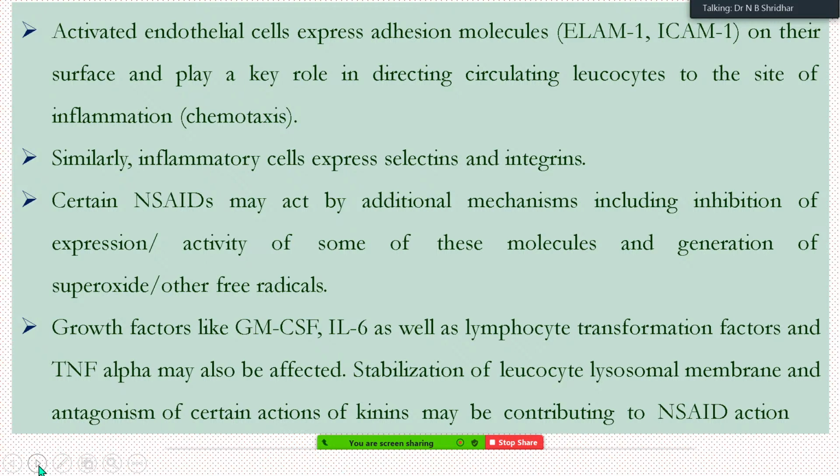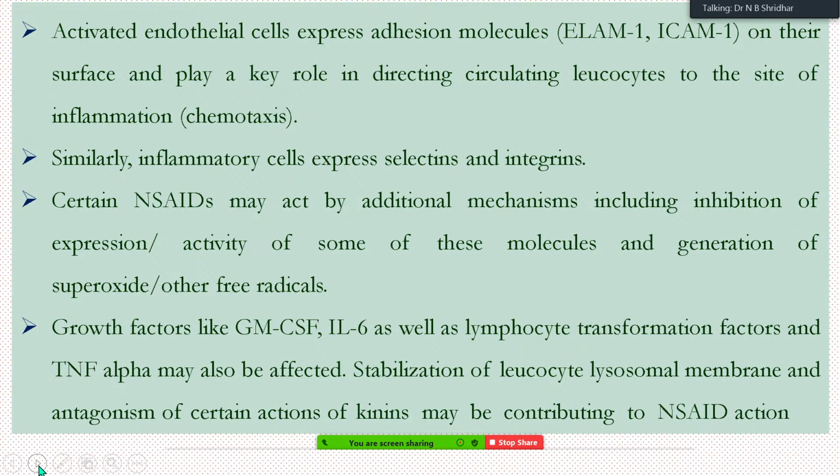These are the two substances, and some NSAIDs may act by additional mechanisms, including inhibition of expression or activity of some of these molecules and generation of superoxide and other free radicals. The growth factors like GM-CSF, interleukin 6, as well as the lymphocyte transformation factors and tumor necrosis factor alpha may also be affected. Stabilization of leukocyte lysosomal membrane and antagonism of certain actions of the kinins may be contributing to the NSAID action. So, apart from simple production of prostaglandins, many other agents like the interleukins, tumor necrosis factor alpha and cytokines are also participating in the process of pain and inflammation.